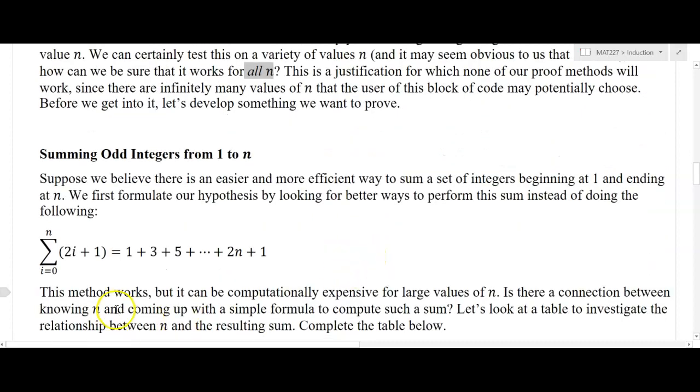So let's take a brief detour here and think about this problem. Suppose we believe there is an easier and more efficient way to sum a set of integers beginning at 1 and ending at n. We first formulate our hypothesis by looking for better ways to perform this sum instead of doing the following.